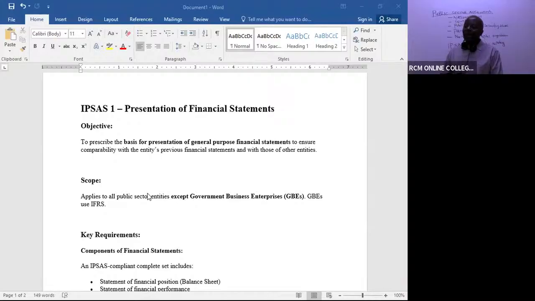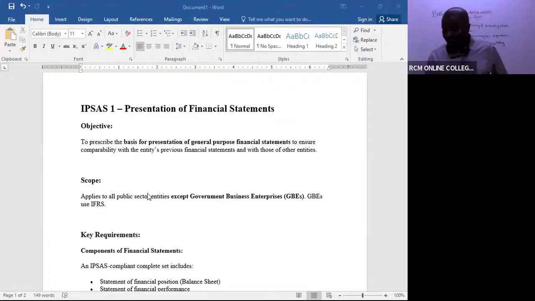The very first IPSAS talks about presentation of financial statements. So how should we have, for example, what we call a statement of financial performance looking like? A statement of financial performance is what we call income statement in the private sector. If it is a statement of financial position, which is equivalent to the balance sheet, then how should it look like? And which statements do we need to have as a public sector entity to say that now we are IPSAS compliant?